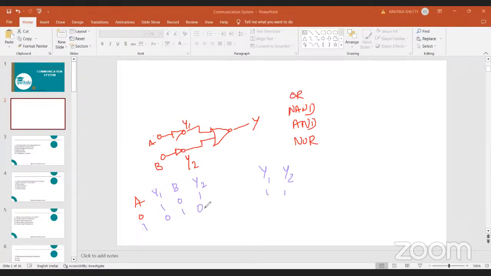So this is 1 1. If y1 is 1, y2 is 1. Again it is a negation, therefore it is 0. Then 0 0, it is 1. Yes. So it is a NOR gate, that is the option.